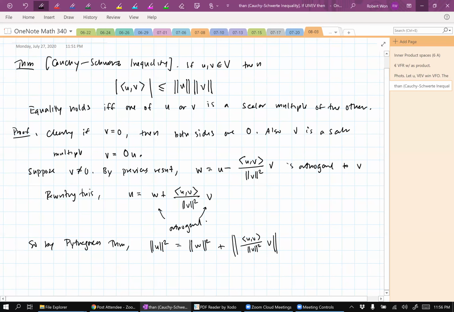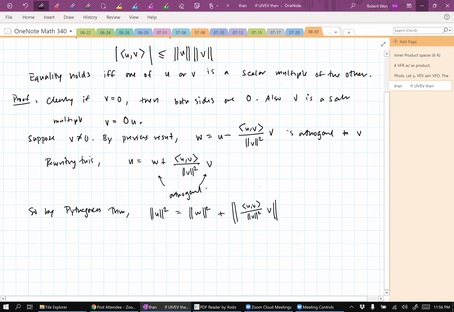Okay, but this thing here, this is just a scalar. And I can pull scalars out of an inner product at the cost of taking the absolute value. Right, so this is the norm of w squared plus the absolute, sorry, there should be a squared here, right? So I can pull out this scalar. Okay, so it'll be this whole thing squared, and then I could distribute the squared over the scalar and the norm of this vector.